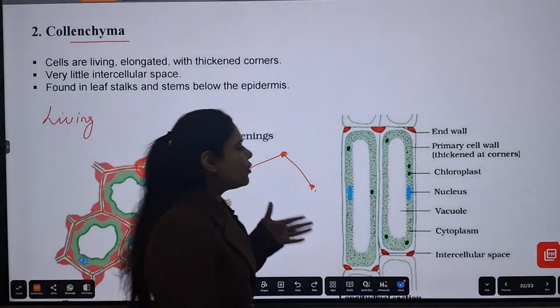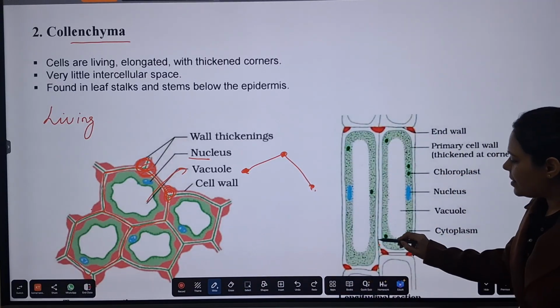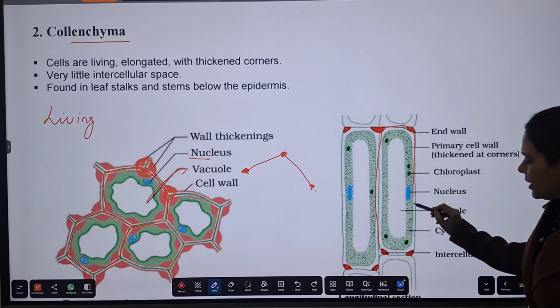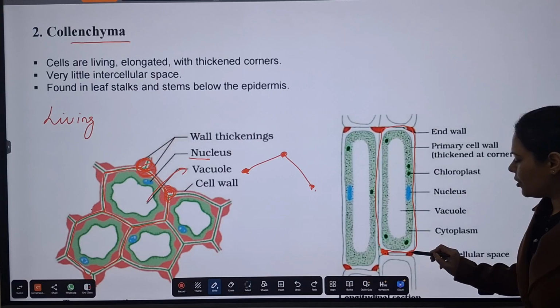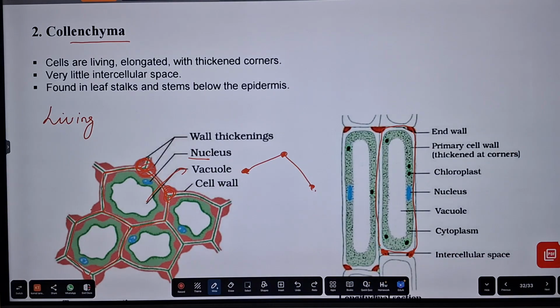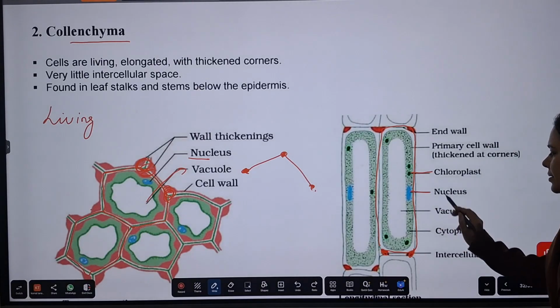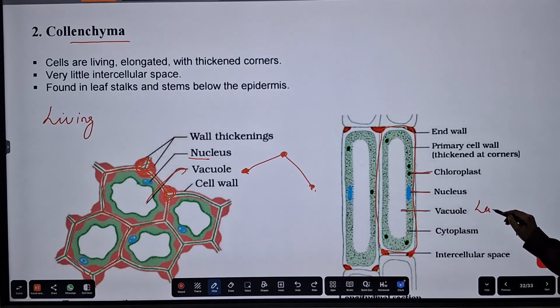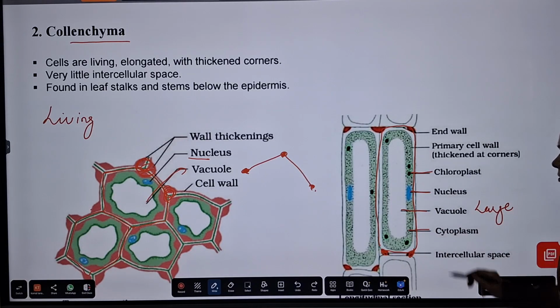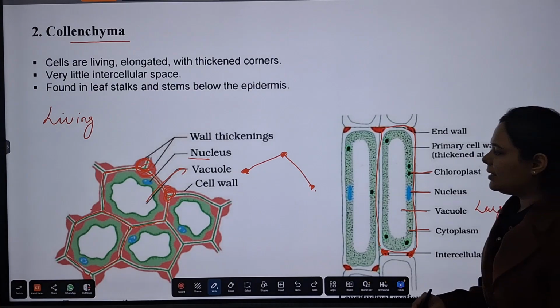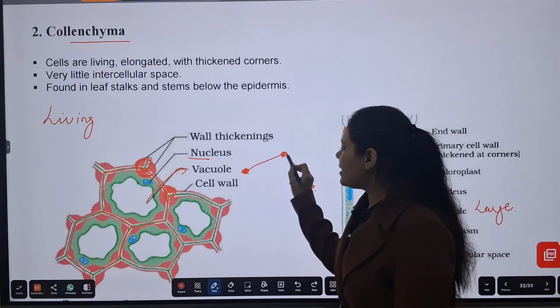Now, if we see the longitudinal section, collenchyma cells appear very elongated, and they have thickenings at the corners. Very little intercellular space between them. They have chloroplast, nucleus, a large vacuole is one of the key features, and cytoplasm in them. So these are the collenchyma cells. As you can see, these cells have thickenings at the corners.